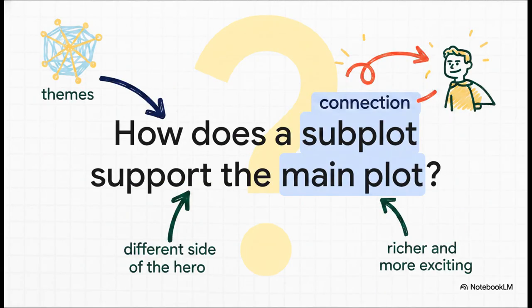And finally, dig a little deeper. How exactly does that subplot support the main plot? Does it introduce a new theme? Does it show a totally different side of the hero? Think about how those smaller, hidden storylines connect right back to the main conflict to make the whole narrative so much richer.